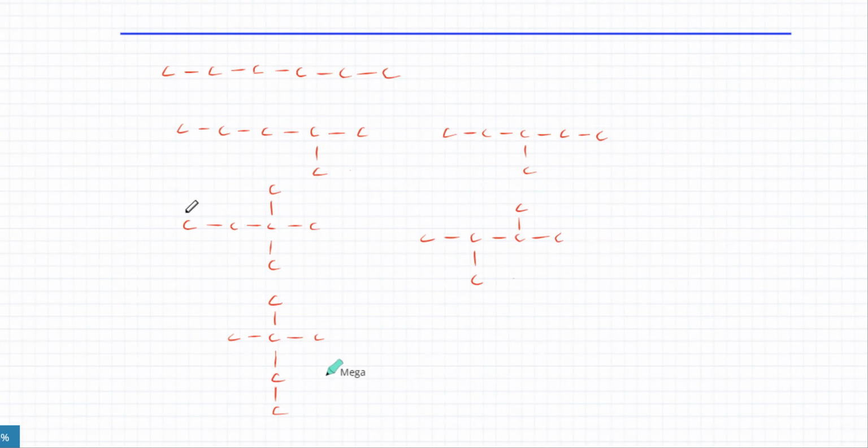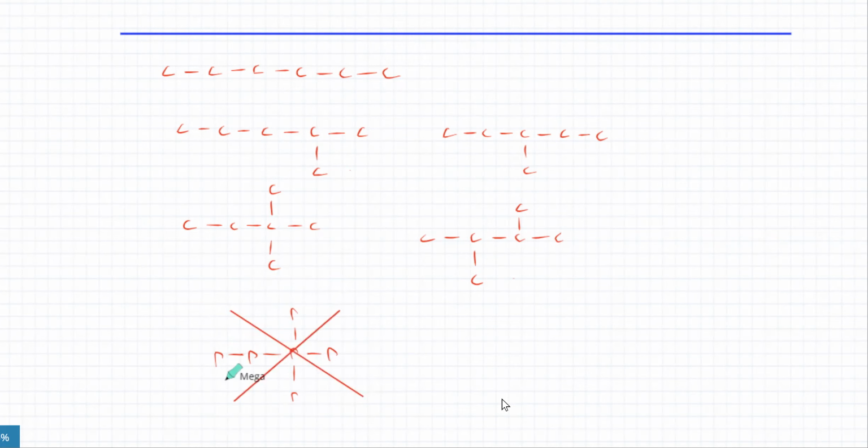It's 1, 2, 3 carbon atoms, and on the third one, there are 3 other carbon atoms attached. This is exactly the same. It's just a rotated version of the same one. It's like if I pick this up and just rotate this, right? These two now look exactly the same. It's just a rotated version. So that's not an isomer.